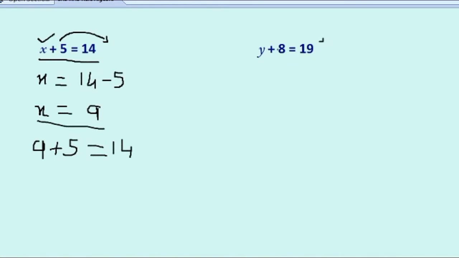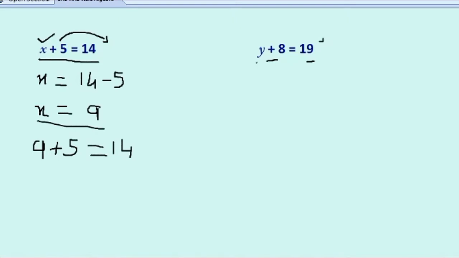Now here it is y plus 8 equals to 19. It means there is a number y, and if you add 8, it becomes 19. Here also, there was a number x to which if you add 5, it was becoming 14.